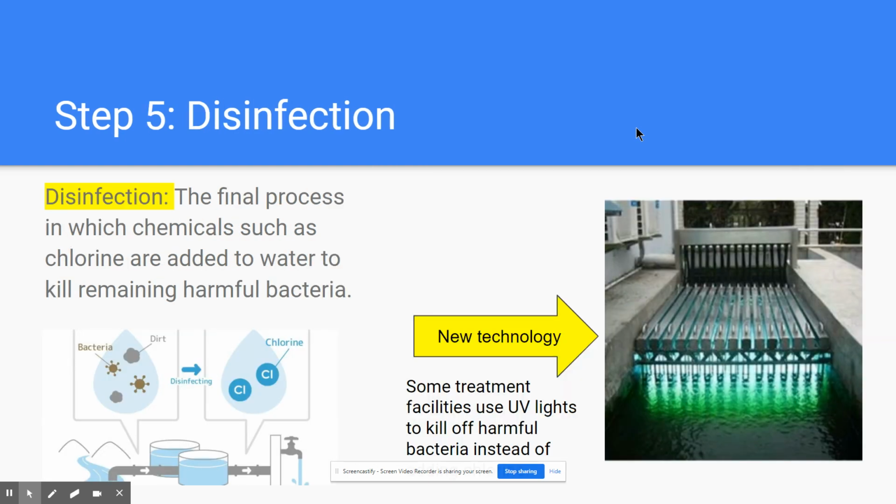And then finally, disinfection. This is the last step in the process at the wastewater treatment facilities. And this involves adding chemicals, most of which are chlorine. Here in Escambia County, that's what we use. They actually add small amounts of chlorine to the water. This kills basically all those last little bits of harmful bacteria in the water.